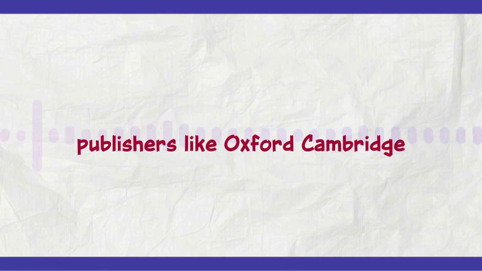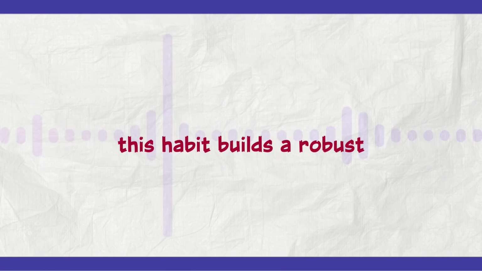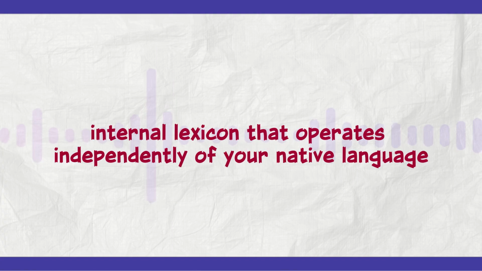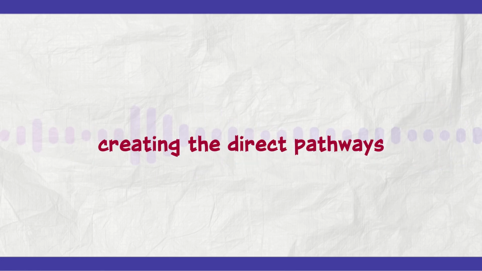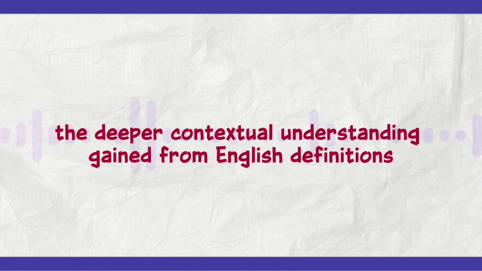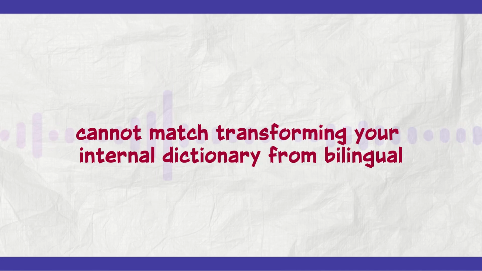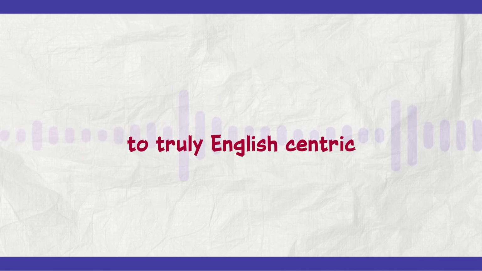Publishers like Oxford, Cambridge, and Merriam-Webster offer excellent learners' dictionaries with accessible definitions. This habit builds a robust internal lexicon that operates independently of your native language, creating the direct pathways essential for automatic and fluent communication. The deeper contextual understanding gained from English definitions provides a nuanced comprehension that simple translations cannot match, transforming your internal dictionary from bilingual to truly English-centric.